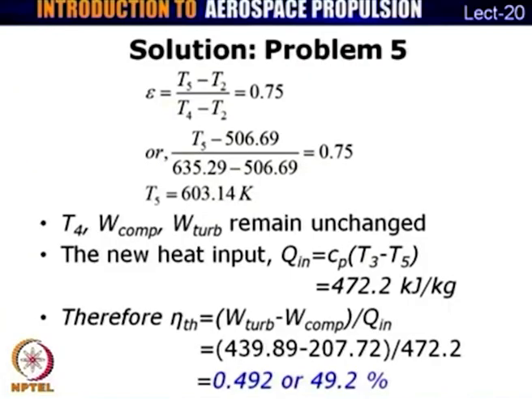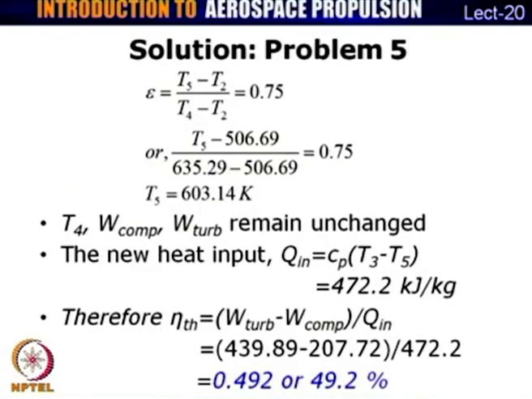Efficiency, if you calculate substituting the new value of Qin, we will get 439.89, which is turbine work minus compressor work, 207, divided by 472. Efficiency is 49.2%. So, we can see that by adding a regenerator which has an effectiveness of 0.75, efficiency can be raised from 40% to 49% using a regenerator.